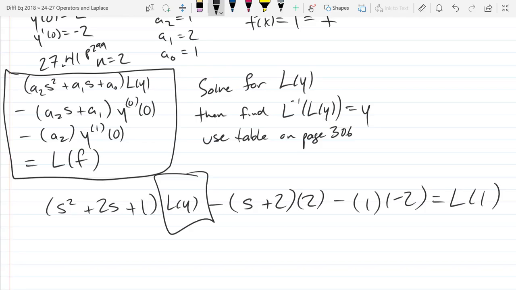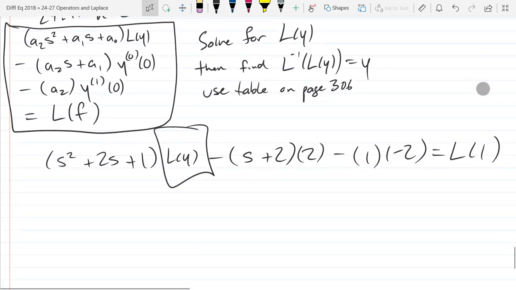Another thing I have to do, what is L of 1? That's on page 306 as well. So I think we got 1 over s squared was our L of 1. Can you check real fast on that table? Or maybe it's 1 over s, I forget.